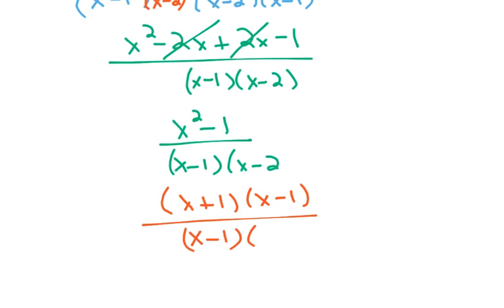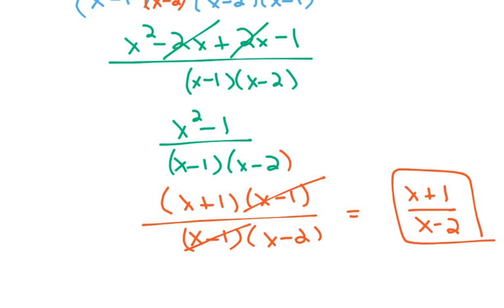Wait a second. If I factor that, don't I have something I can cancel from the numerator and denominator? I do. And I find out the final answer is x plus 1 over x minus 2. That's what I get when I add those two expressions together.